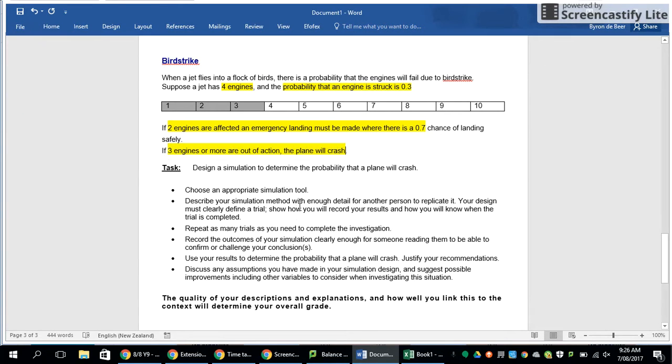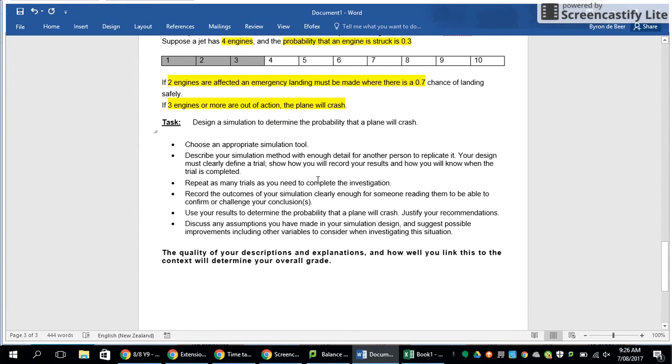All right. So again, we've taken a lot more time just to go through it because understanding it is pretty much the essential thing. If you don't understand it, but you can still do the maths, you're not going to get anything. All right, so we scan through here. Most of this is the same. You have to do a trial. We have to repeat it. And then we have to determine the probability that the plane will crash.